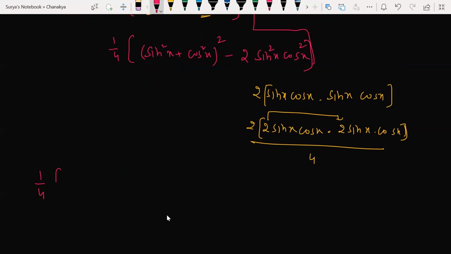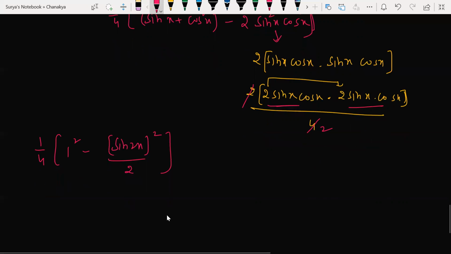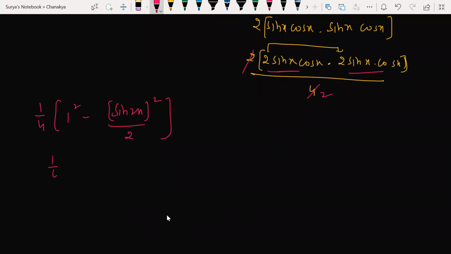So now it is very easy. Look at this: 1/4 times of 1 minus. So from this can I write 2 sin x, 2 sin x, 2 sin x cos x, 2 sin x cos x, so sin 2x whole square, whole divided by 2, close the bracket. Now this is how I got it. So 1/4 times of 1 minus sin square 2x, right?